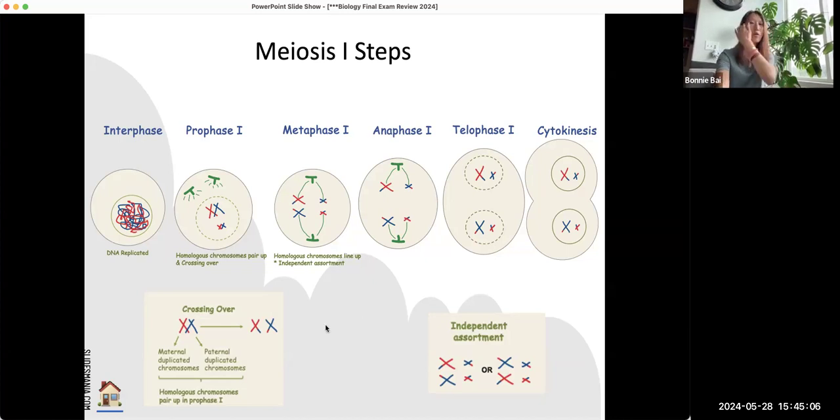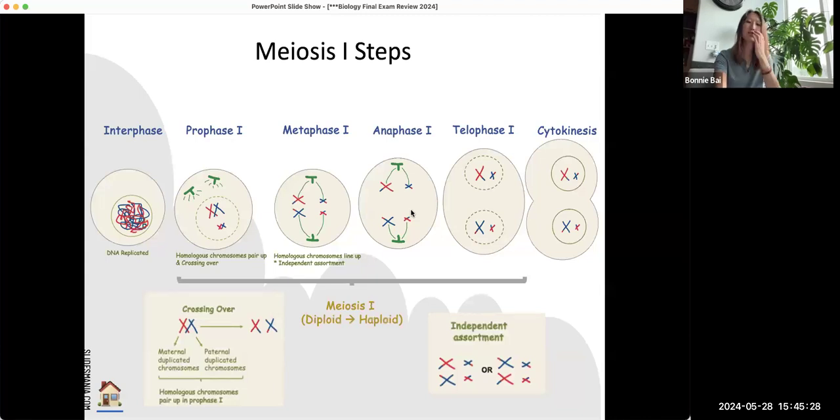So that's meiosis 1. We're only dealing with homologous chromosomes. The only part that's about sister chromatids is the crossing over, where homologous chromosomes pair up, and then the non-sister chromatids cross over. So you don't really need to know that vocabulary for our final exam. Just remember the homologous chromosomes pairing up, crossing over, lining up, separating all homologous chromosomes. And then during meiosis 1, we go from a diploid cell to a haploid cell.